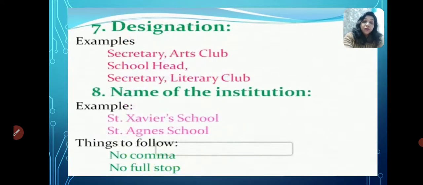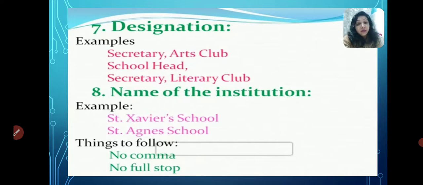So next we come to the seventh part of the email, that is designation. Whenever you are mentioning the designation, see that you use president, vice president, head boy, head girl, school head, okay, or secretary, or assistant secretary, okay. So commonly these things are used. So secretary arts club, secretary literary club, okay, or school head or head boy, head girl, like that, okay.